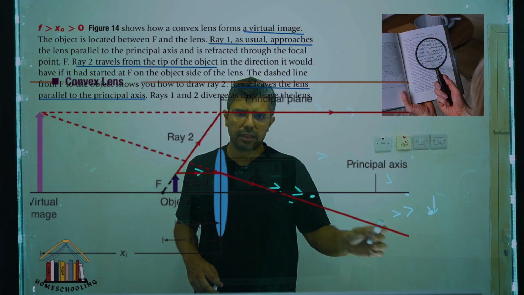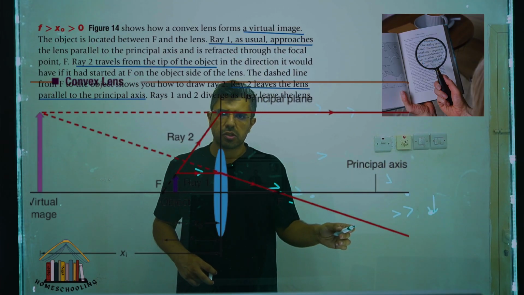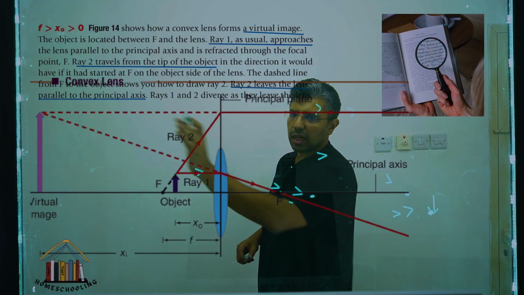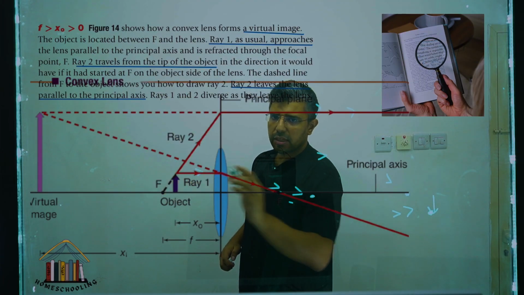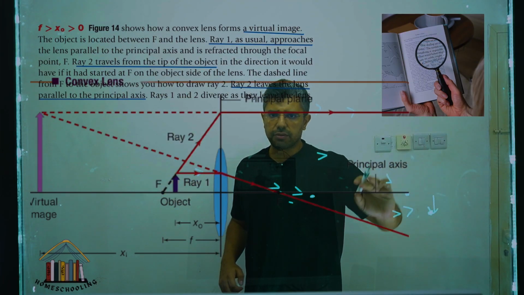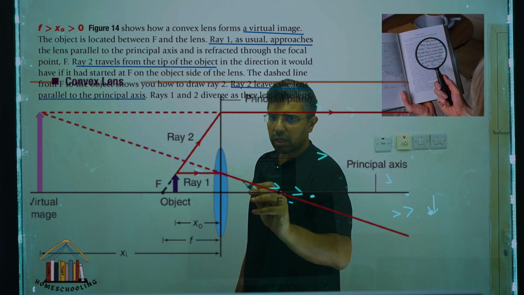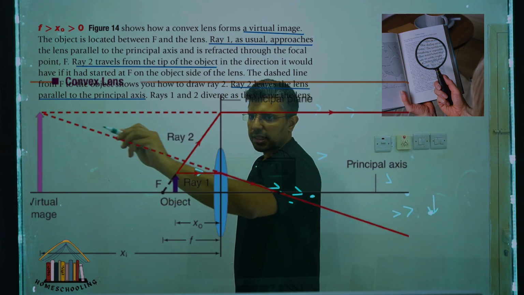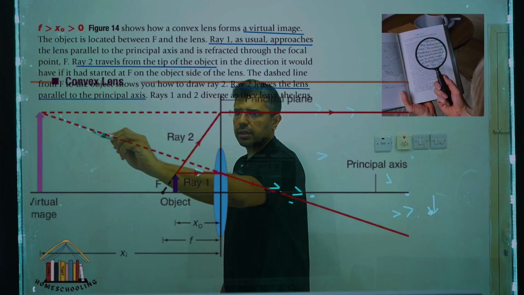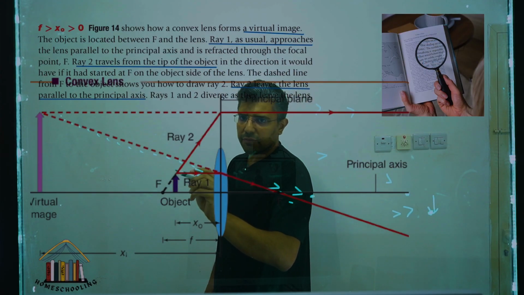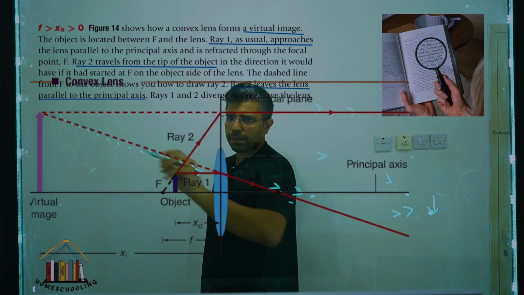Ray 1 and ray 2 will never meet. So what's the solution? The solution is to extend ray 1 and ray 2 on the other side of the lens. On this side of the lens they will never meet, so the solution is to go back. This is ray 1, I extend ray 1. That's why I draw it as a pointing line, because it's a virtual image, as you will see at the end.